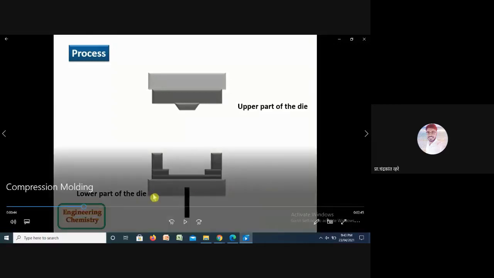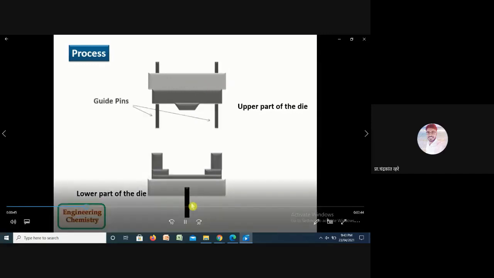These are the parts. This is the lower part of the die. This is the upper part of the die, and this is the punch. This black color pin is showing the ejector. And the other two black color pins are guide pins.